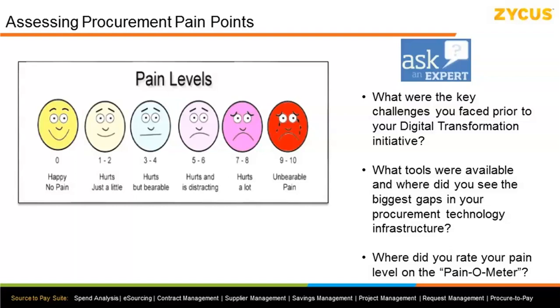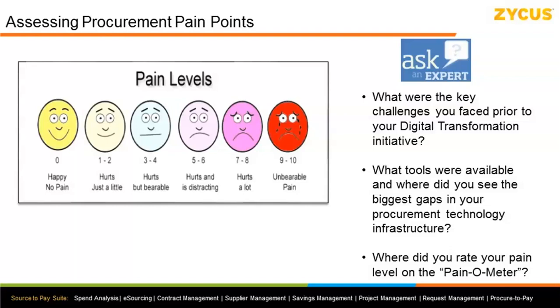Excellent. And then finally, Morgan, I'll ask you to assess your pain level on the painometer here. We've heard that you had limited spend visibility, primarily paper-based processes, and relying on whatever ERP or, in fact, multiple ERPs could offer you. What would you say the pain level was that was the impetus for the change?